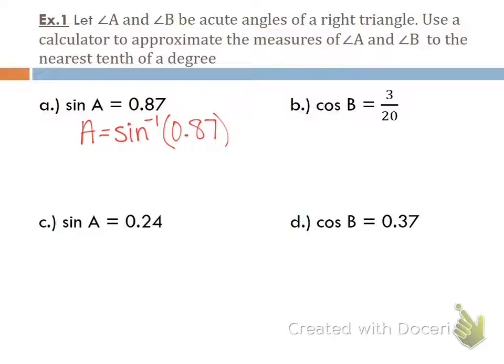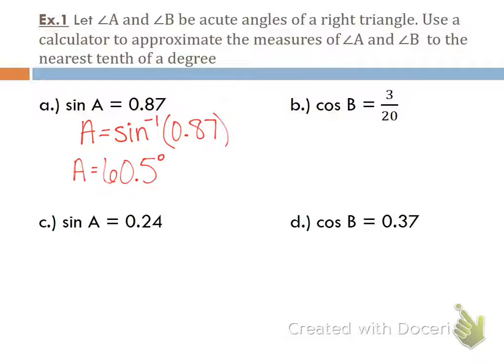Are we rounding to the nearest tenth? Yes. So what do we get to the nearest tenth? 60.5. Okay, so the measure of angle A is 60.5. Because this is an angle, it's measured in degrees. If you're finding an angle measure, you better put a degree symbol on it. If you're finding a side length, you better not put a degree symbol on it.